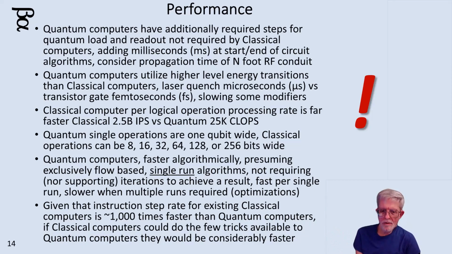So quantum computers may be faster algorithmically because of their flow, because they can take on multiple values at the same time and they sort of funnel to the bottom, but that's in a single run. They don't support iteration, so you have to do what is known as optimization. You have to take that output, see what you need from it, put it back into the beginning and run it down again.